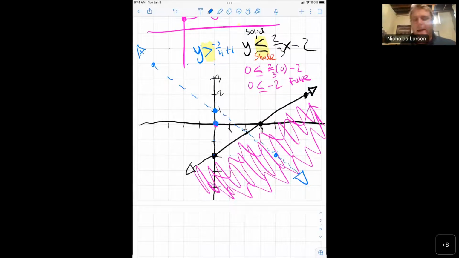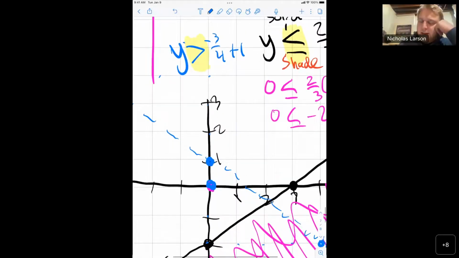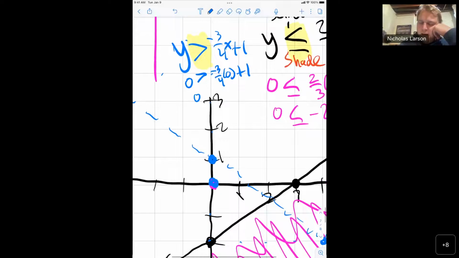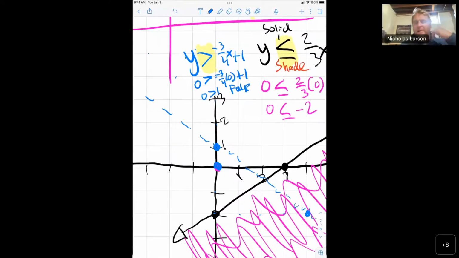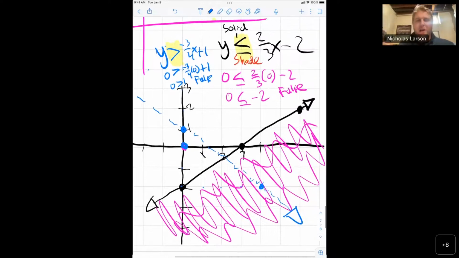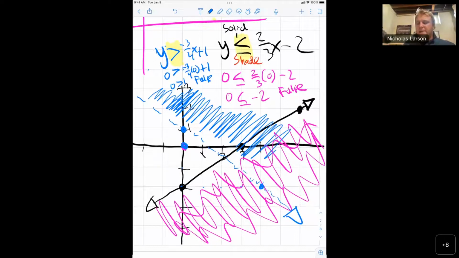And because my line doesn't go through 0, 0, I'm going to choose that again. I'm going to plug it in for y, plug it in for x, and see if we have a true statement. Is 0 greater than 1? No, that's false. So I need to shade the other side. Because it's not true, I need to shade the other side that does not include 0, 0. So this would be all of my solution.